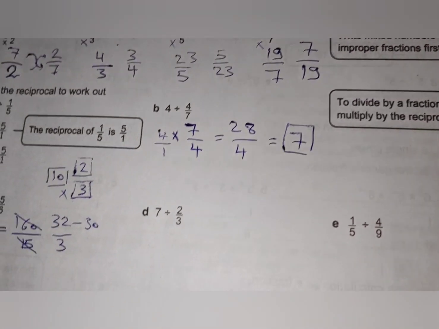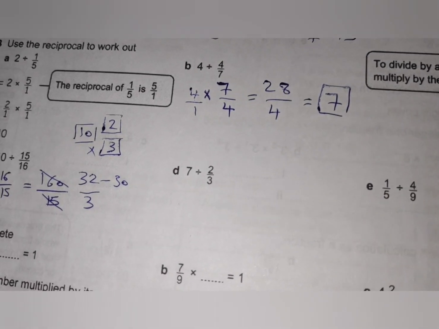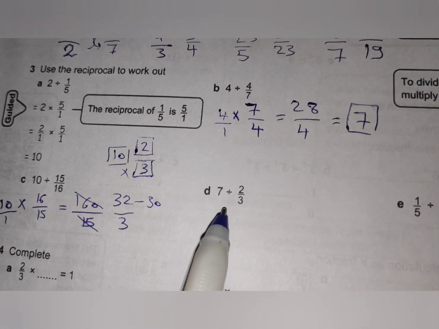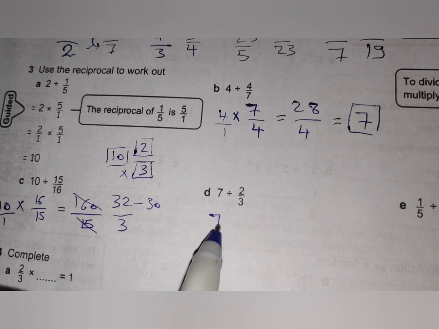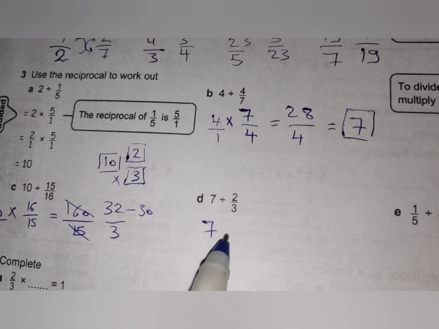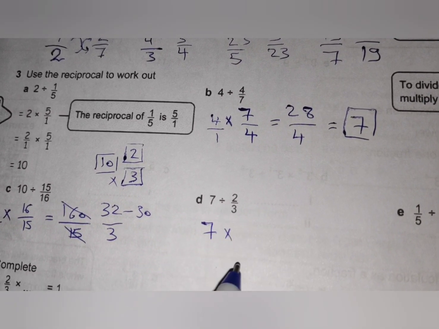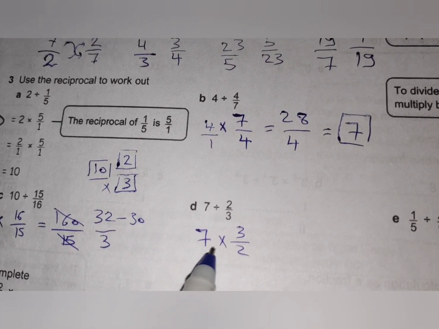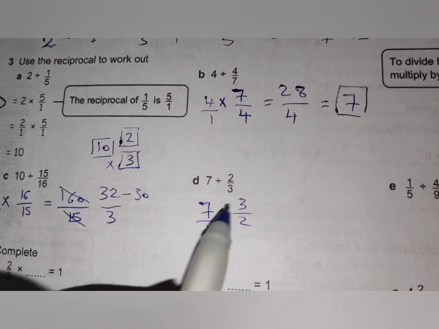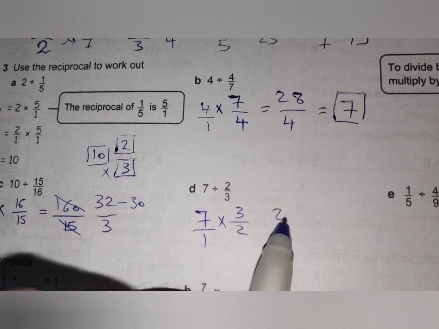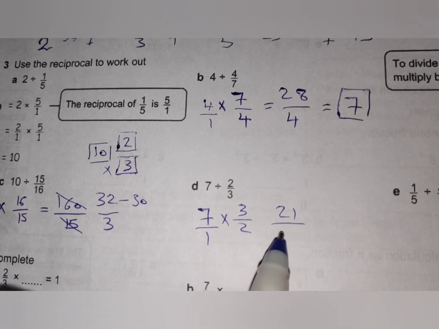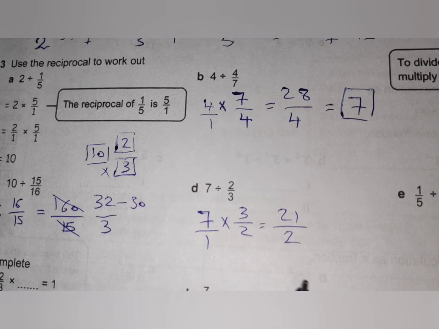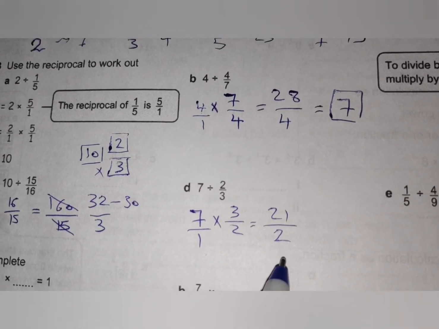Now here we have D. D, same idea. I'm going to use keep, change, flip. So I'm going to keep the first one, change this into multiplying, and flip the fraction after it. So 3 over 2. Now I'm going to put a denominator here, multiply numerators. So it's going to be 21. Multiply denominators is going to be 2. Now I have 21 over 2.